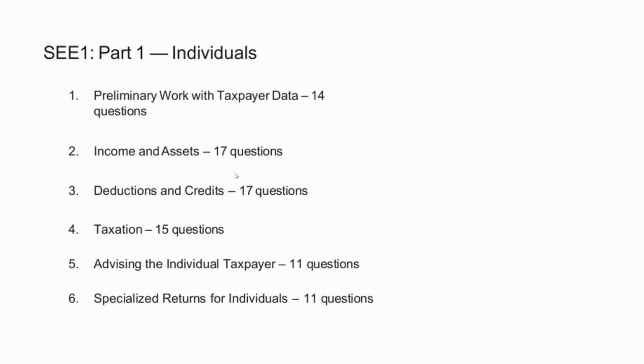In part 1, the mark distribution is like this: preliminary work with taxpayer data is 14 questions, income and assets contains 17 questions, deductions and credits 17 questions, taxation 15 questions, advising the individual taxpayers 11, and specialized returns for individuals 11 questions.